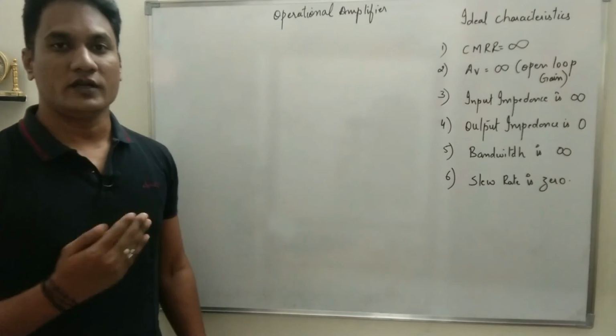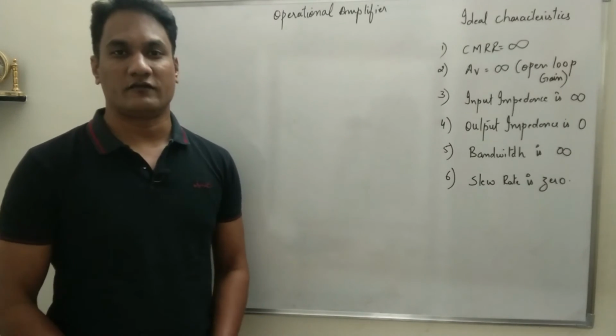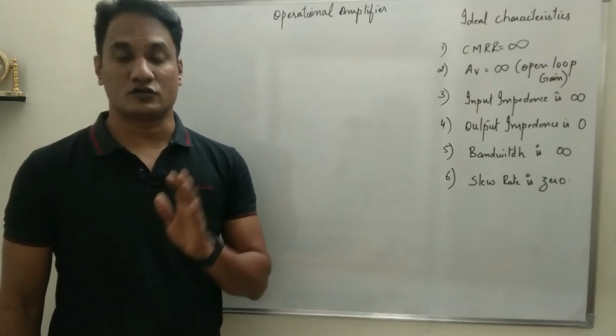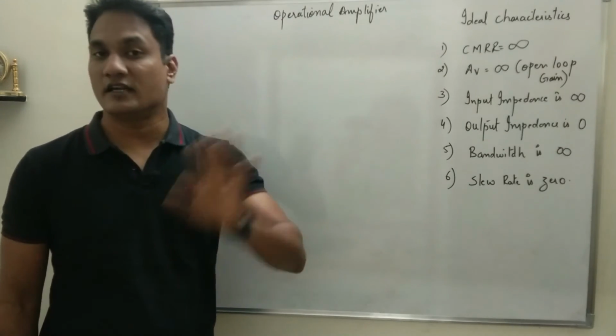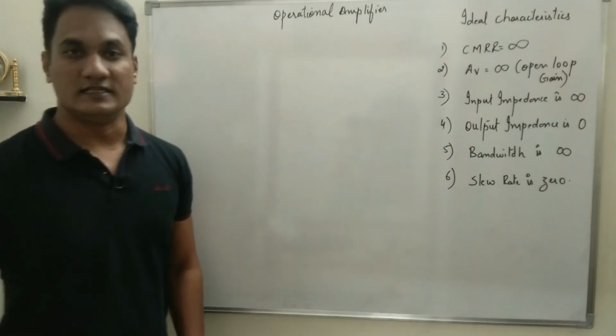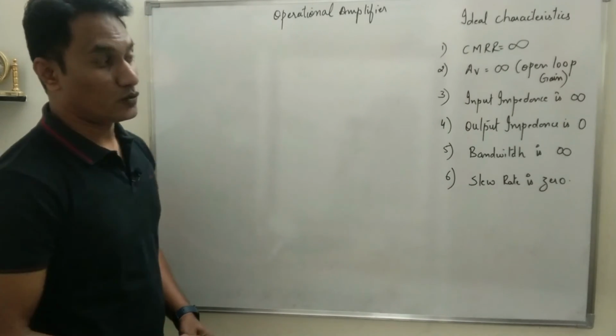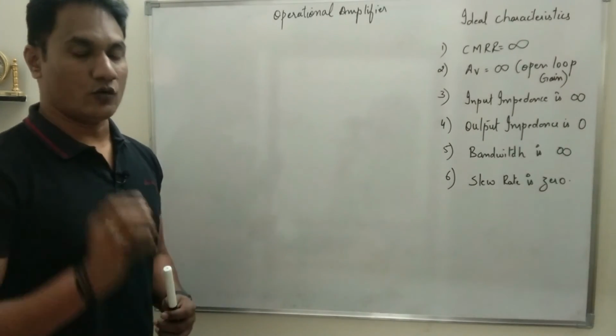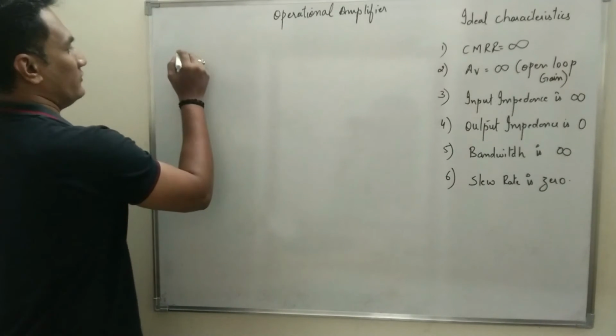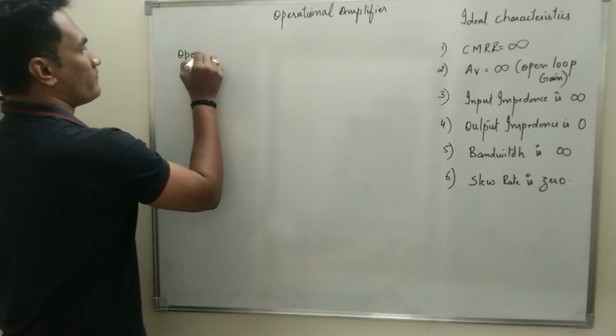Now before going to the applications of operational amplifier, let us go through a few concepts so that the understanding of applications becomes very easy. Here I have said AV is infinite, that is the open loop gain. Let us understand open loop gain, what exactly we mean by open loop gain.